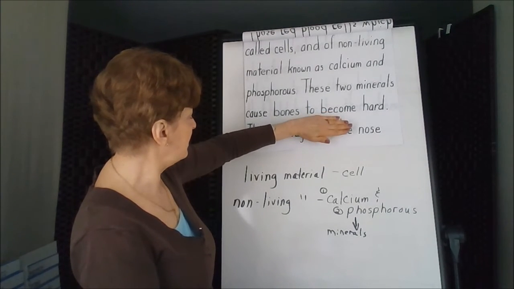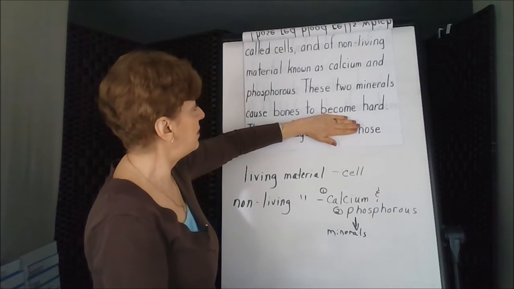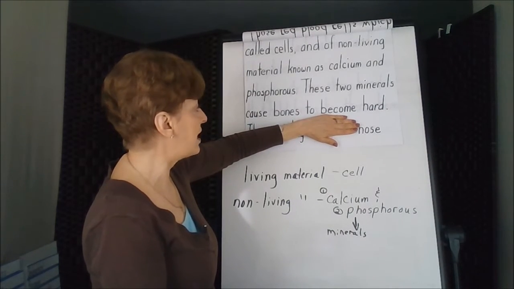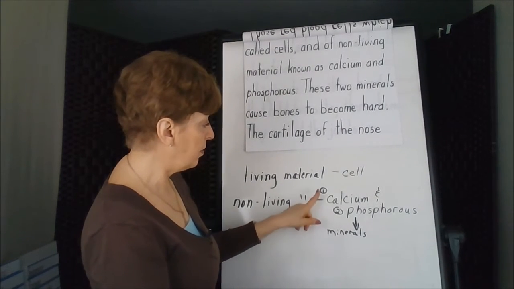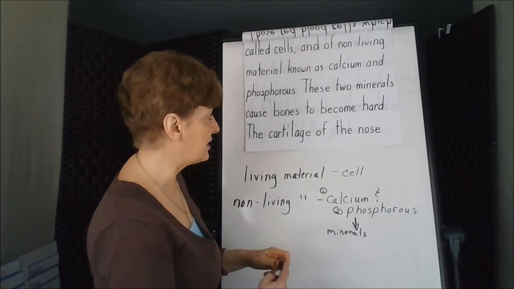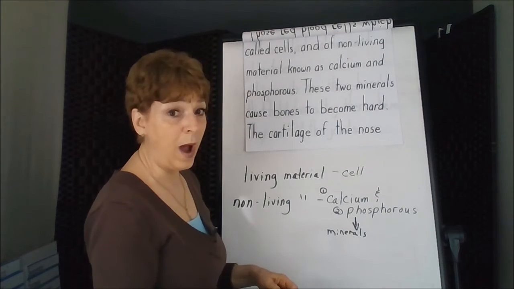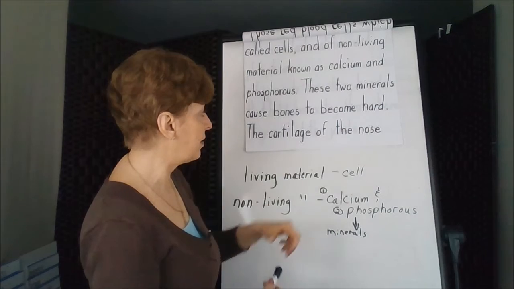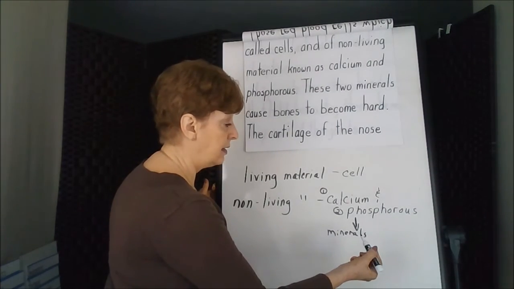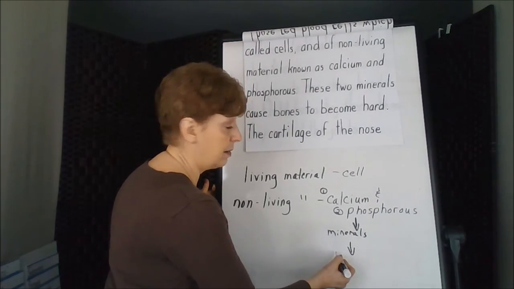Let's go just to this part. These two minerals cause bones to be hard. So we got minerals here. We're associating those with the calcium and phosphorus, but they told us a why in this. Why bones have these two minerals: it causes the bones to become hard.